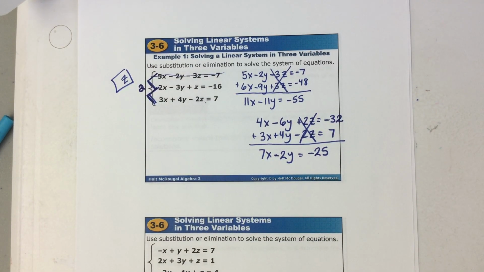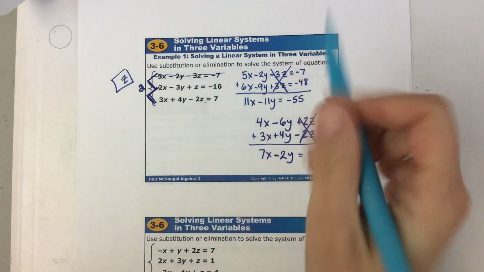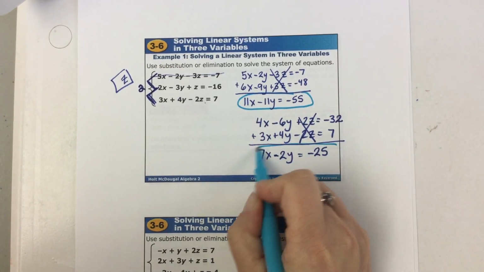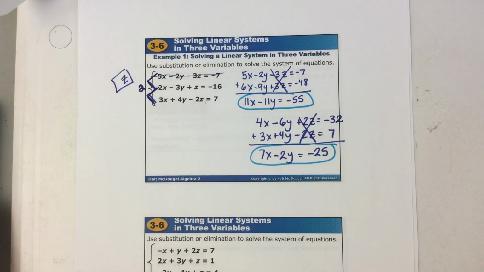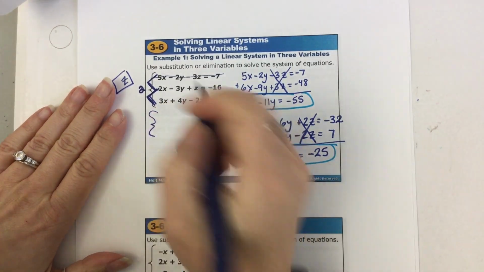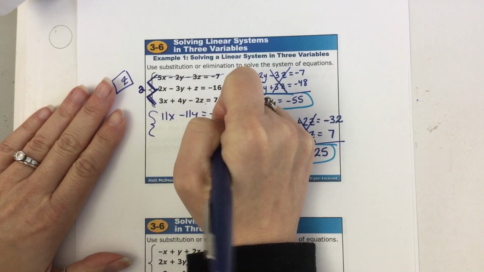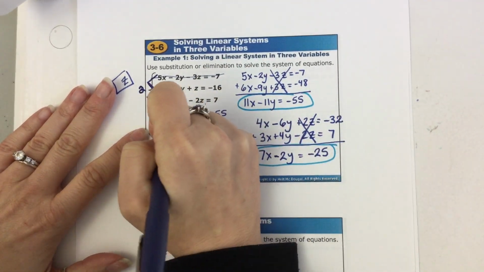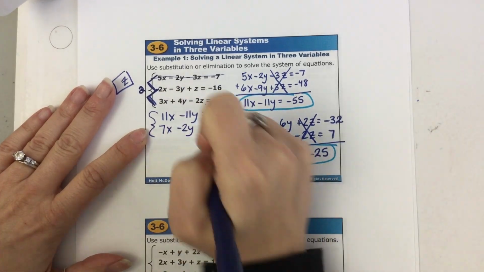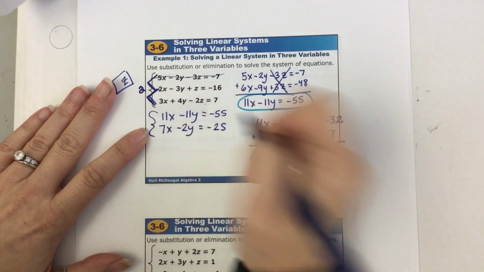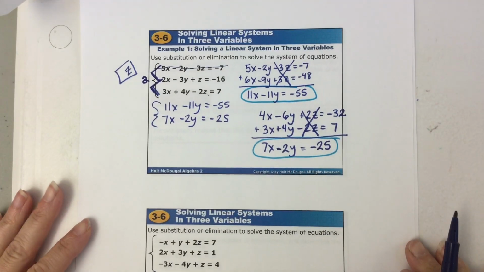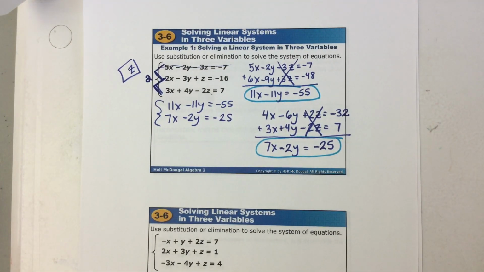Okay, so just again a recap because it is the same process all the time. Pick 2 equations, cancel a variable. Pick 2 different equations, cancel the same variable. Now what they were telling us on the previous slide is once you have done that, I take those 2 equations and now I have a 2 by 2. So this is 11x minus 11y equals -55. This is 7x minus 2y equals -25. Now this is a 2 by 2. We solved 2 by 2s in chapter 2, section 2.